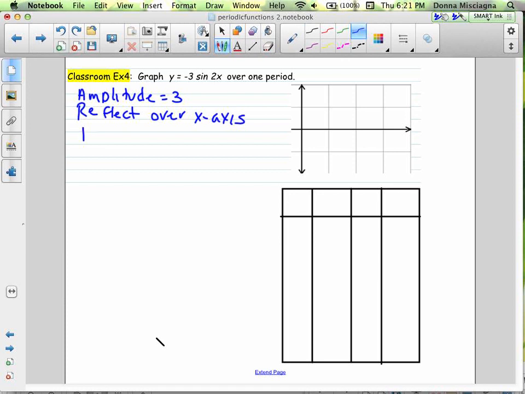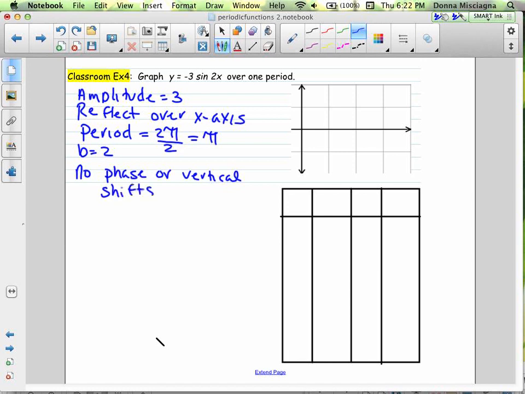All right, so period, it'd be 2 pi divided by b, and our b value is 2. So that's just going to be 2 pi divided by 2, which is pi. And again, no phase or vertical shifts. All right, so we have our old x, which is the same values we've seen forever: 0, pi halves, pi, 3 pi halves, and 2 pi. The old y that goes with those values is 0, 1, 0, negative 1, 0.